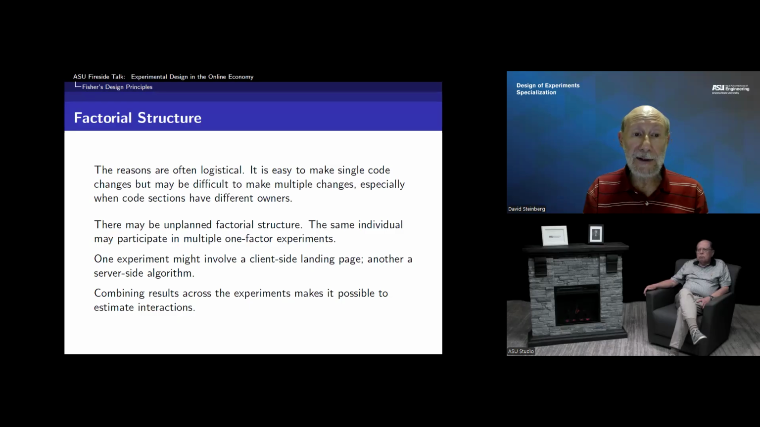Since there are visitors who are getting allocated in both of them and participating in both of them, you can actually combine the results. And then you do have a factorial structure. It's a happenstance factorial structure, but it's a factorial structure, and then you can look at interactions and the other things that are possible with factorial.